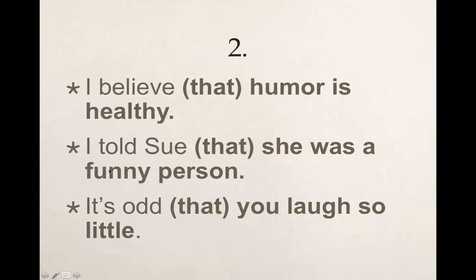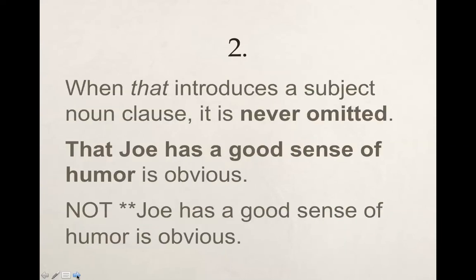In these cases, that is optional, and in casual conversation, you're more likely to omit that and just say, I believe humor is healthy. In formal writing, you are more likely to include that. I believe that humor is healthy. Okay, but when that introduces a subject noun clause, it is never omitted. So that Joe has a good sense of humor is obvious. I can't take out that in the subject noun clause. I cannot say Joe has a good sense of humor is obvious.